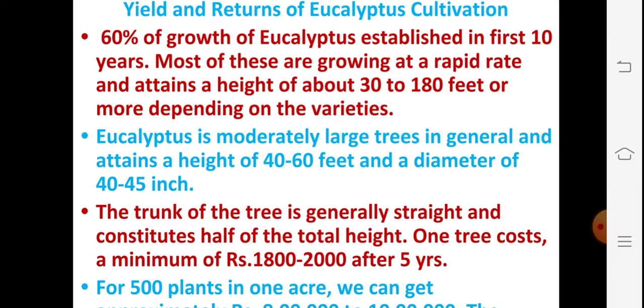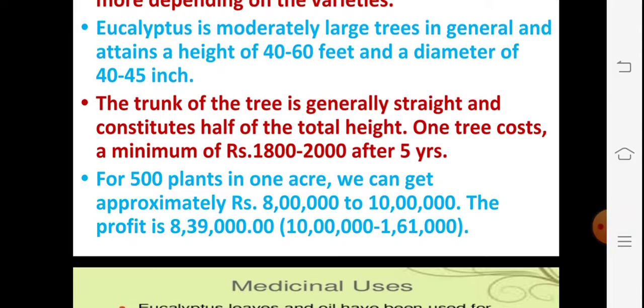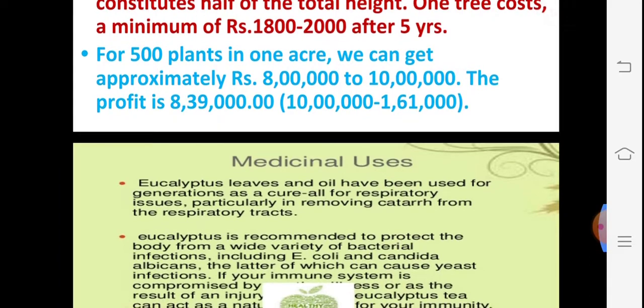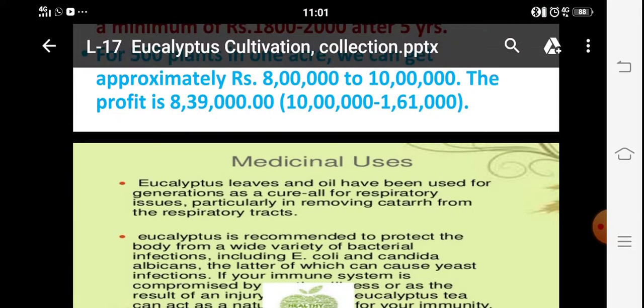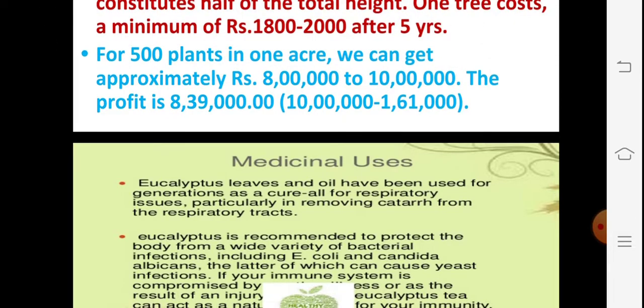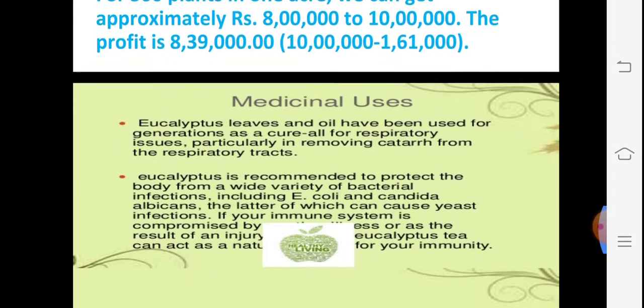So 60% of the growth of eucalyptus is established in 10 years at first, and later on it reaches about 30 to 180 feet. Then it generally shows up to 40 to 60 feet in height, right? Then tree trunks and other characters are there. Per acre we can generally plant 500 plants, and approximately 8 lakh to 10 lakh is earned. Profit is up to 8 lakh. So this is generally the cultivation.